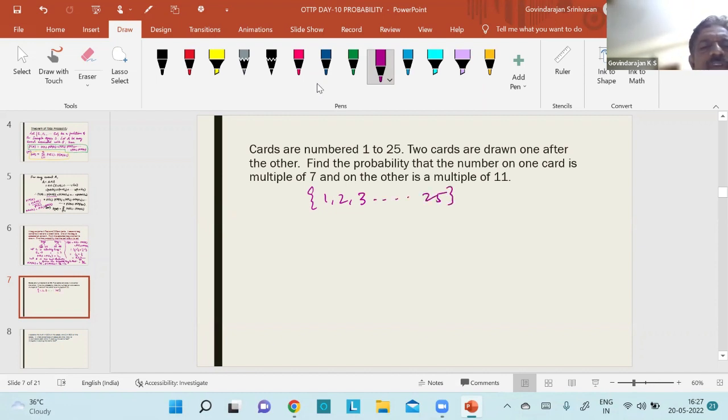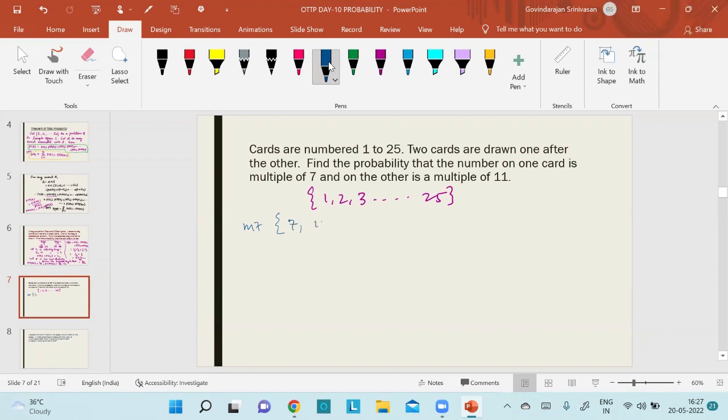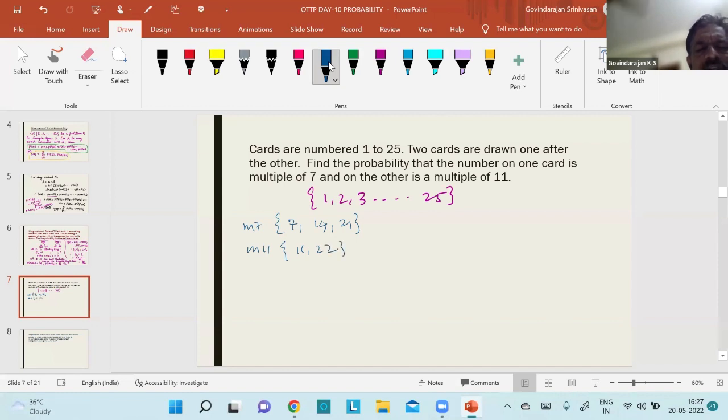And then multiple of 7. What is a multiple of 7? So multiples of 7 are 7, 14, and 21. And the multiples of 11 are 11 and 22. These are less than 25. These two sets are the only ones possible. So the question is, find the probability that the number on one card is a multiple of 7 and the other is a multiple of 11. So how to do that?